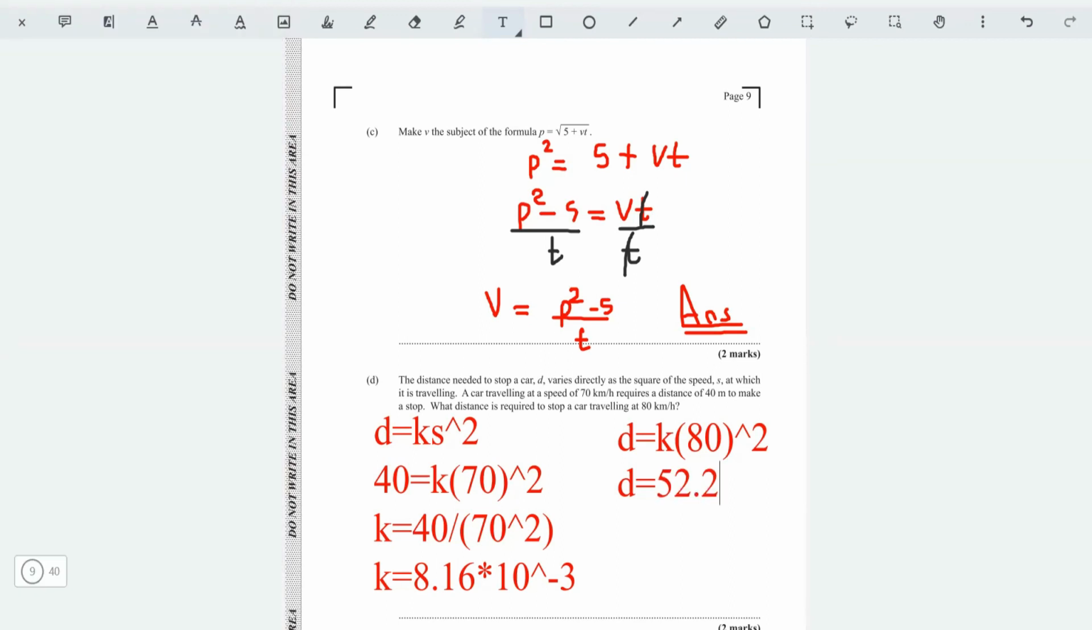52.24 meters. It didn't tell me how many decimal places to round it off to, so I'm just going to work with that. All right, and that shall be that. Nice.